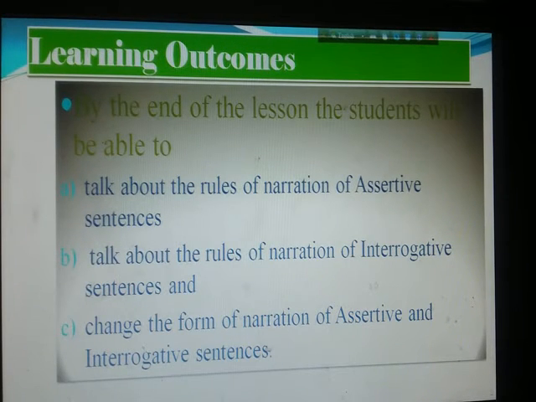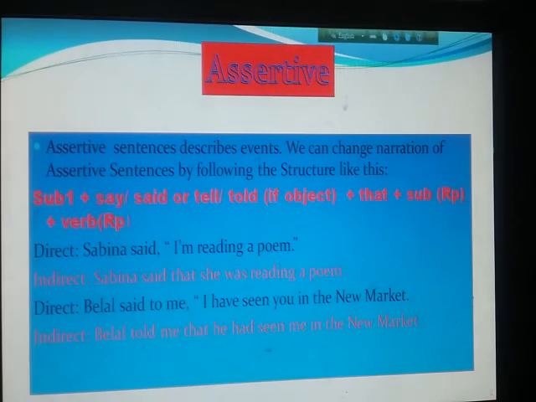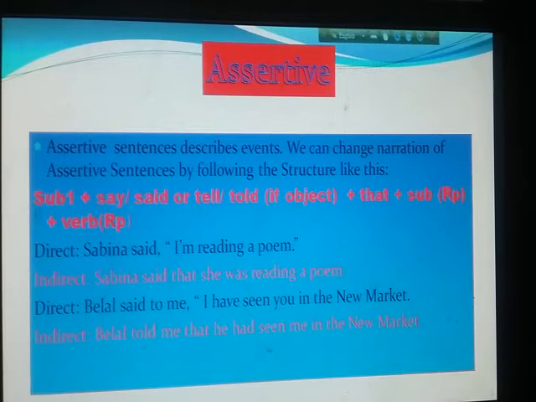By the end of the lesson, the students will be able to talk about the rules of narration of assertive sentences, talk about the rules of narration of interrogative sentences, and sense the form of narration of assertive and interrogative sentences. Okay, assertive sentence. Do you know what assertive sentence means? Assertive sentences describe events. We can change the narration of assertive sentences by following the structure like this.